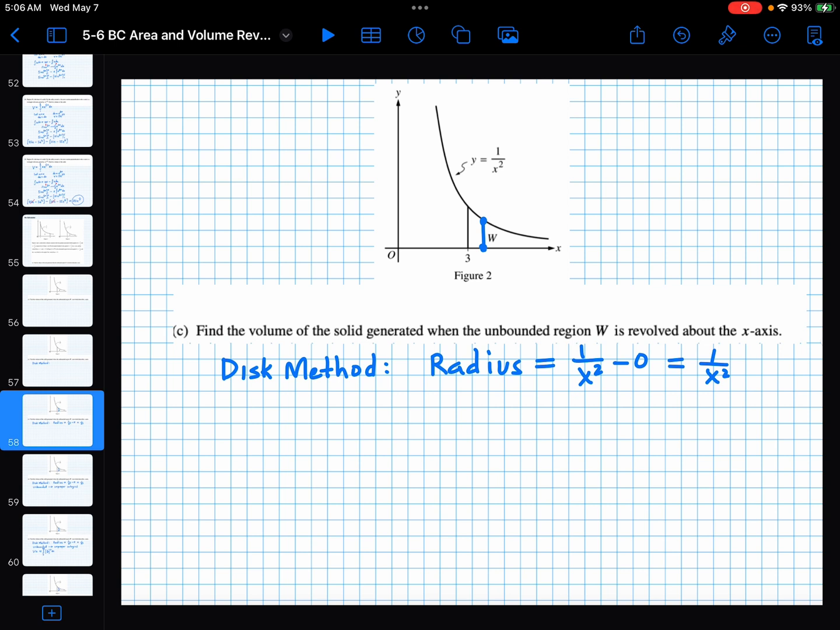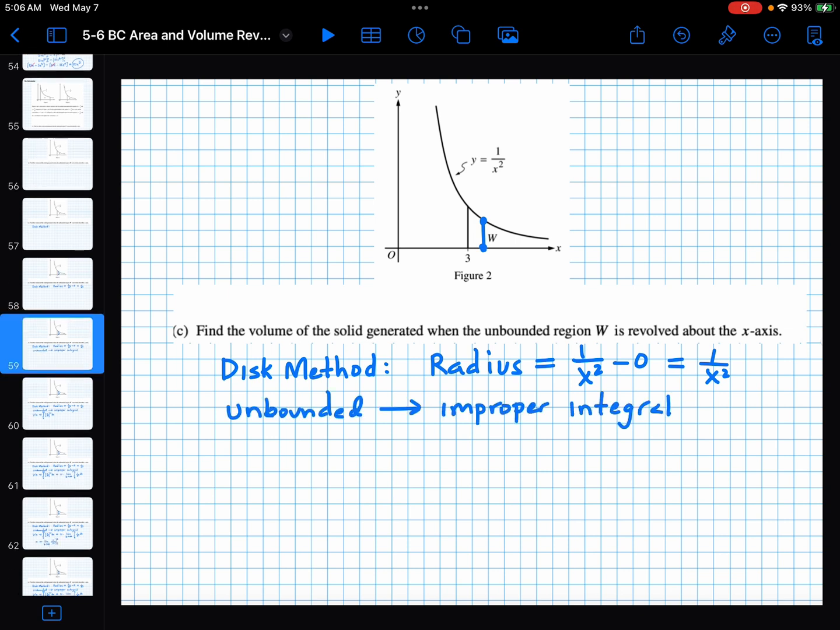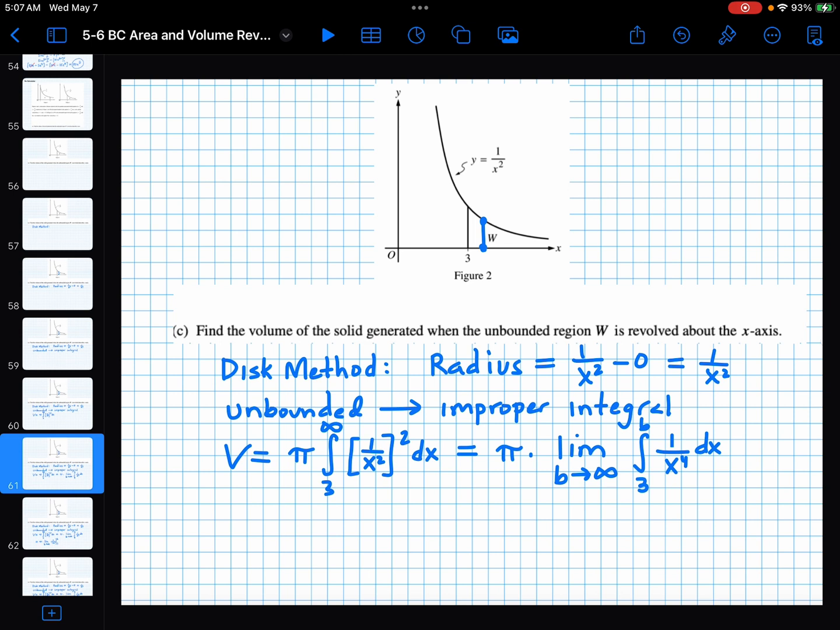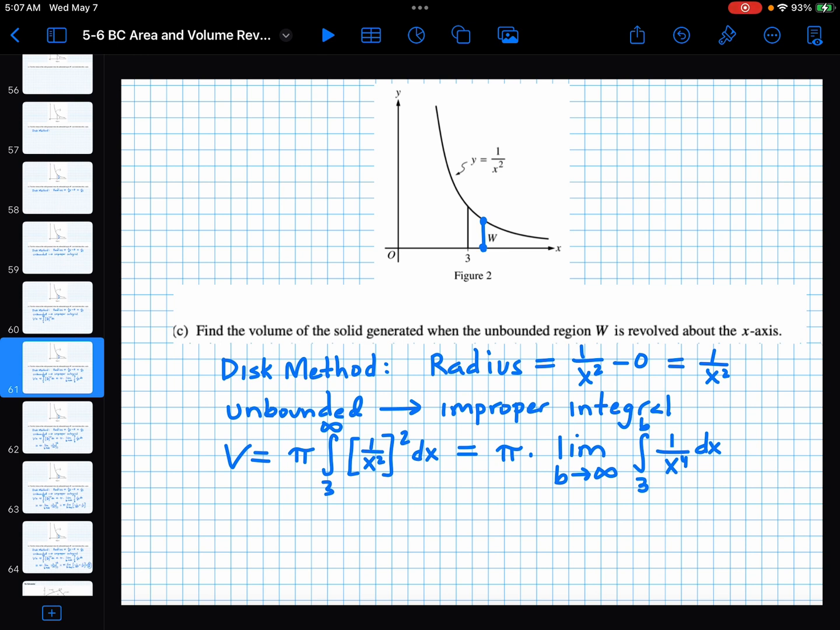Our radius is 1 over x squared. Just like any other disk method, the only difference here, at least at the start, is that the upper limit of integration is going to be infinity because it's an unbounded integral. So we wind up with this by the disk method. And of course, the way improper integrals work, you have to rewrite it as a limit. That pi in front of the integral can go right in front of the limit. You just pick an arbitrary letter; we've been using b in class. So the limit as b approaches infinity, and then you write your integral from 3 to b. That allows you to actually work with the upper limit of integration, since we're assuming it's a real number and not infinity, just something that's approaching infinity.